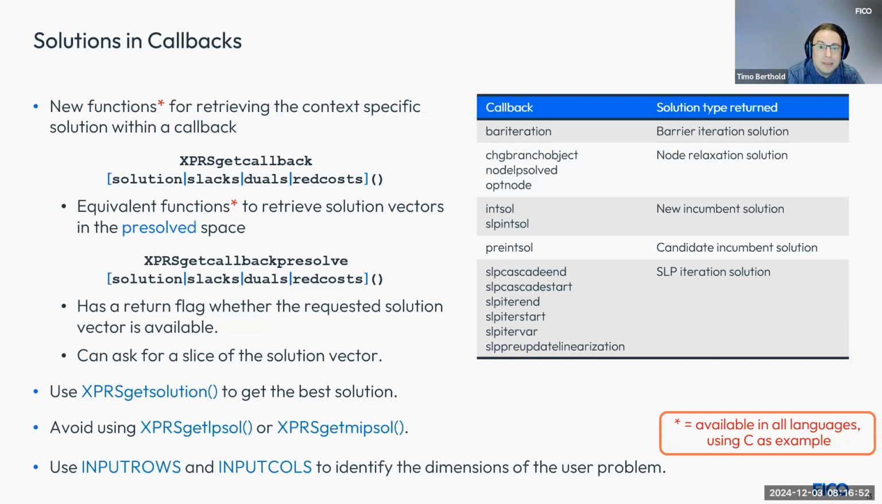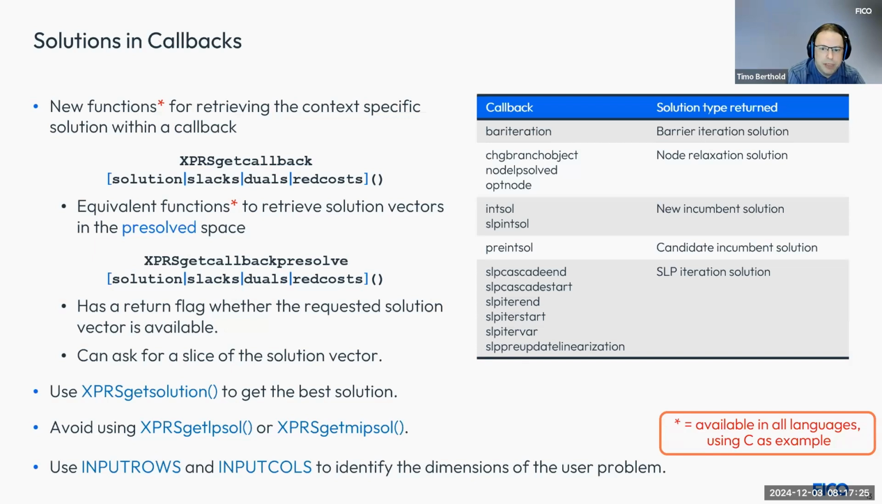So in terms of solution handling, we've introduced some new unified API functions for getting information about dual and primal solutions inside callbacks. So namely XPRSgetcallbacksolution, or XPRSgetcallbackslacks, or getcallbackduals, redcosts for reduced costs. And so these functions retrieve the context-specific solutions for the respective callback they are called from.